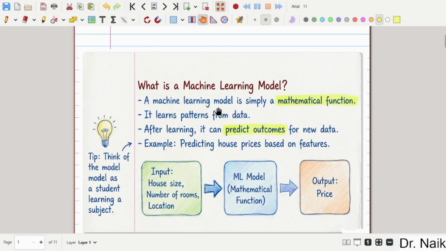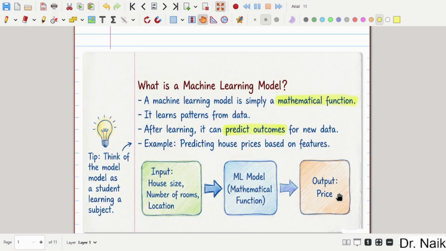That is where machine learning helps us. A machine learning model is simply a mathematical function that takes the input data and predicts the output. For example, here the inputs are house size, number of rooms, location, and the output is the predicted house price.